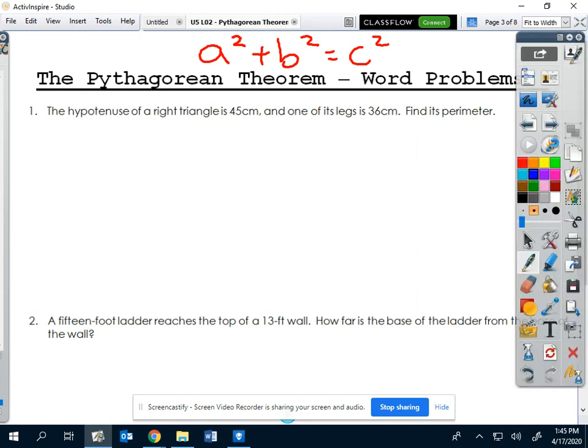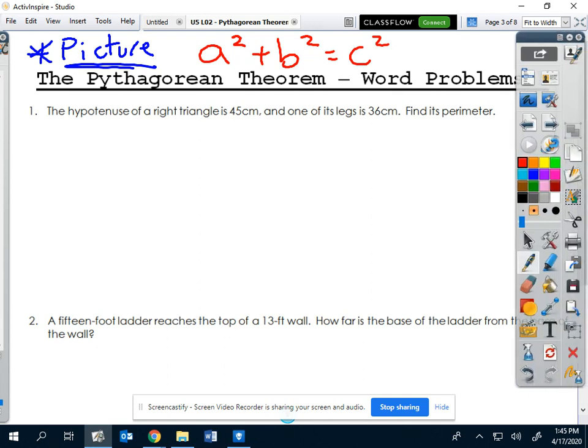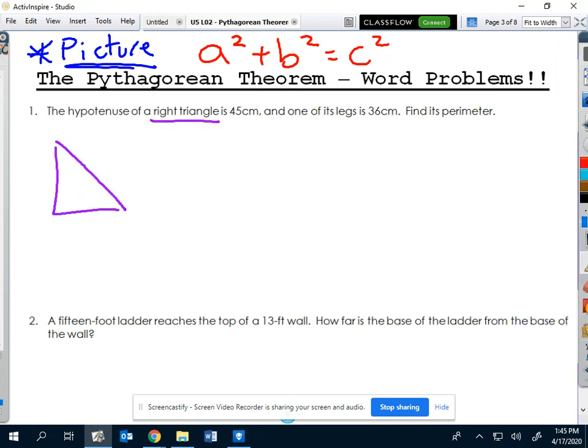So we need to visualize all of these things. My first recommendation is that you really want to make sure you draw a picture. A picture here is going to be worth 1,000 words. We've got to know what this looks like. So let's start off with this first one. It says the hypotenuse of a right triangle. As soon as I read the words right triangle, I'm going to draw one real quick. There's my right angle in the corner, so it's a right triangle.